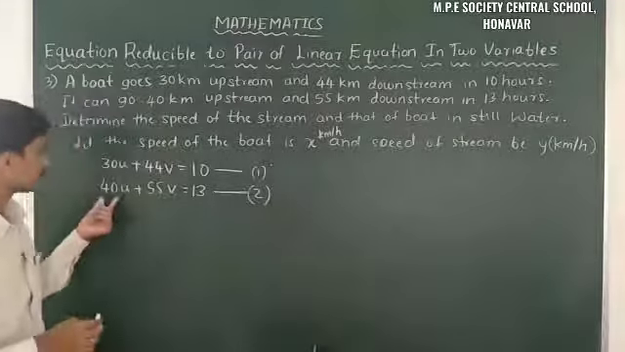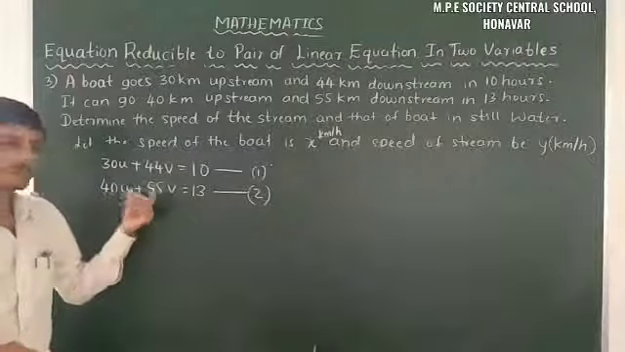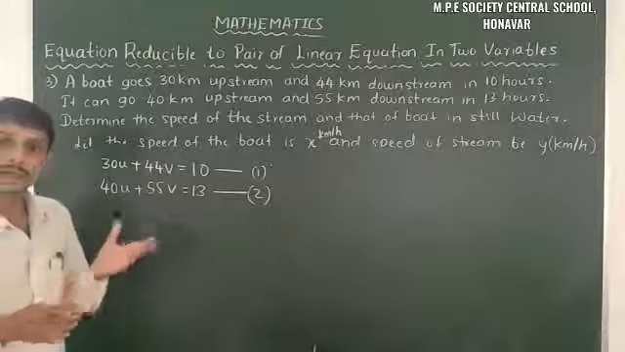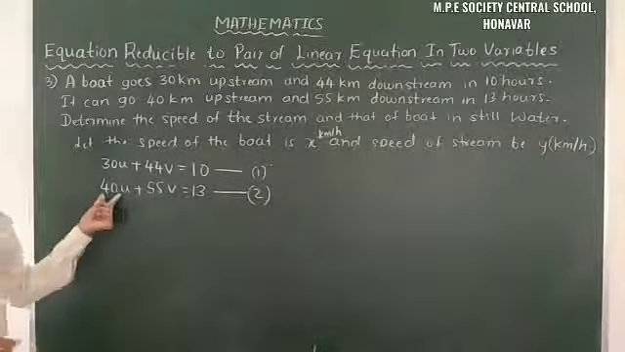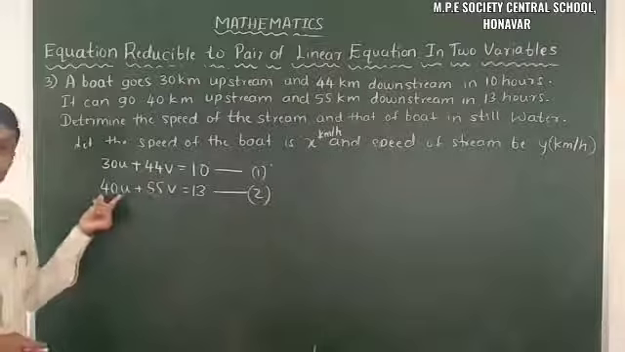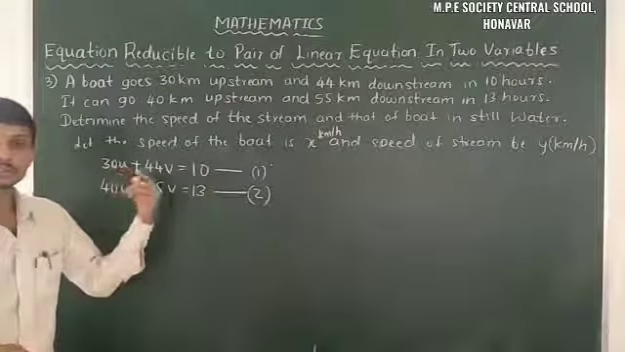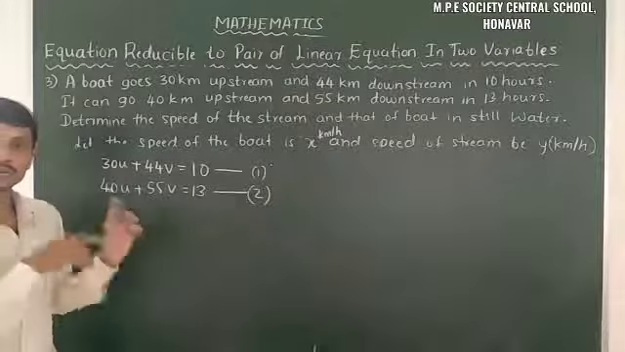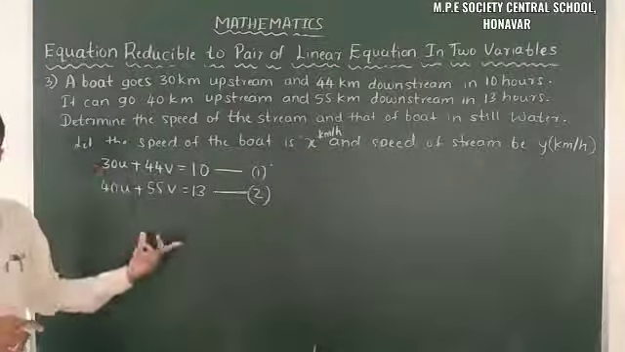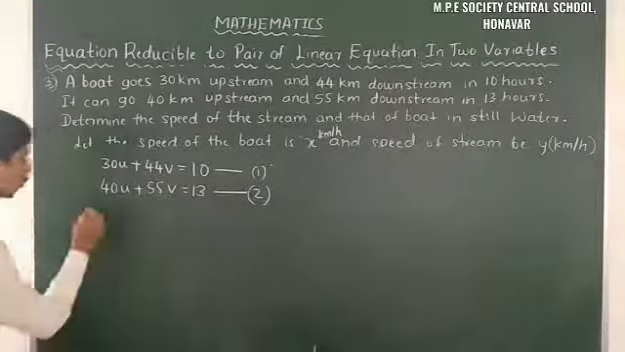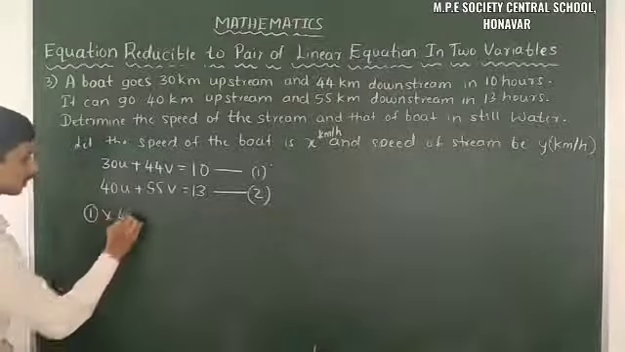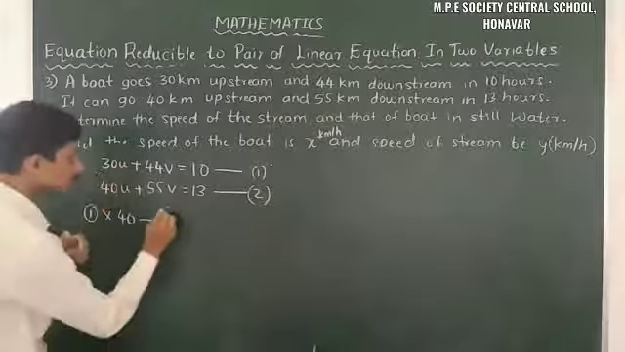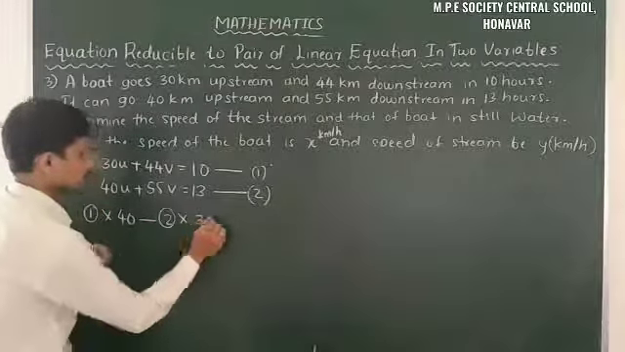So how can we take it? I will cancel u here. By the elimination method, what we have to do is multiply the coefficient of this term into this equation, and this coefficient into the other equation. We have to cross multiply. So equation 1 into 40 minus equation 2 into 30. What do we get?